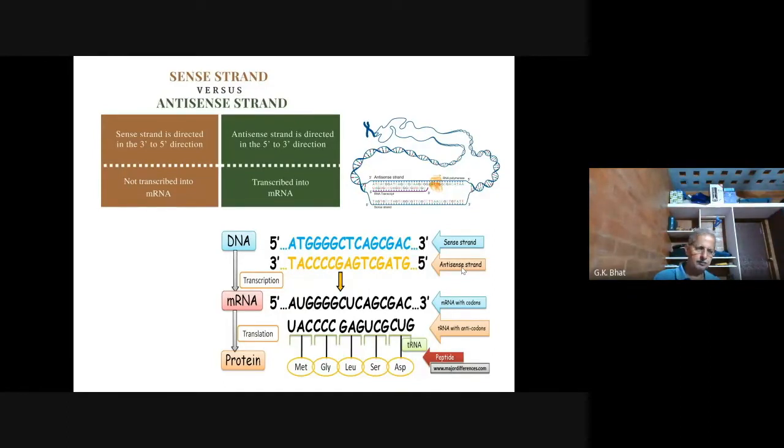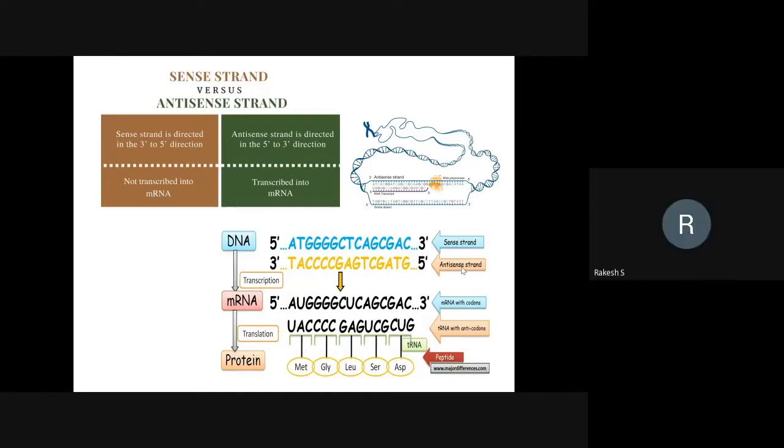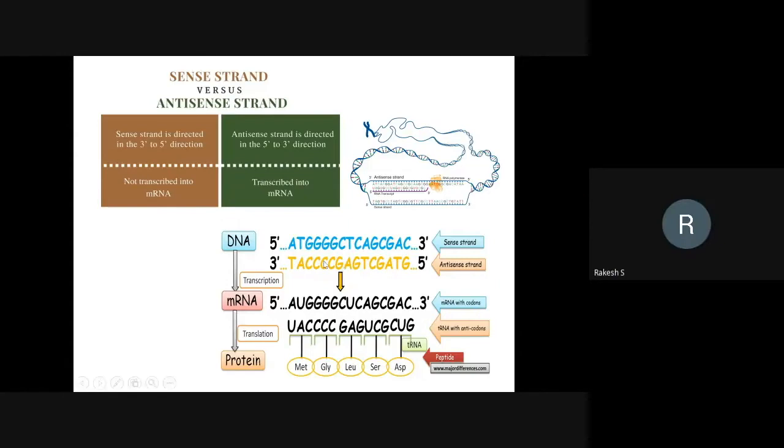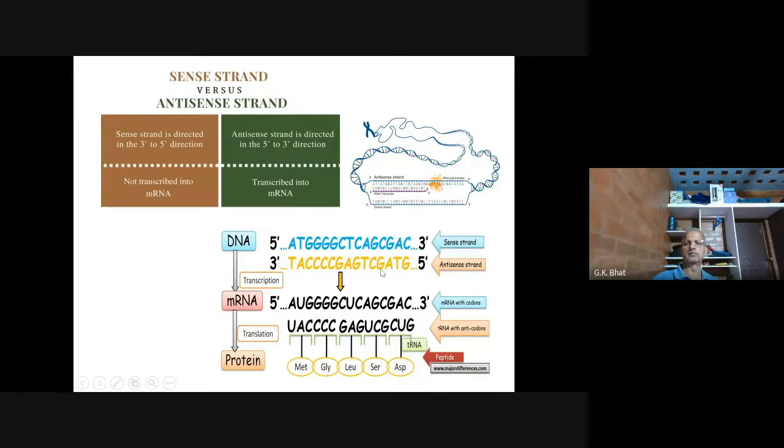Rakesh, is it clear? Yes, sir. No, you told it the other way. You said it is the coding strand. Am I right? No, sir. I said the antisense strand is a non-coding strand, also known as the template strand.